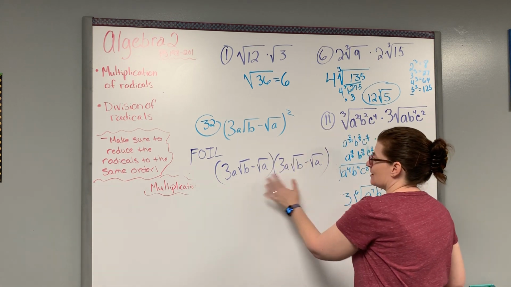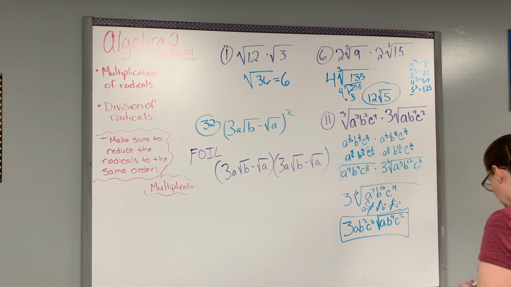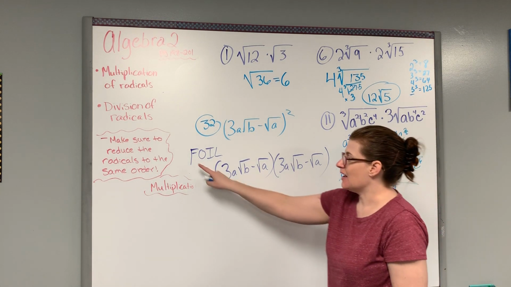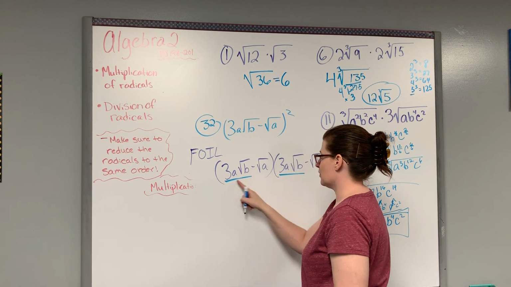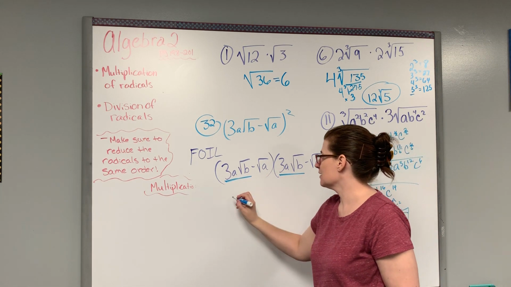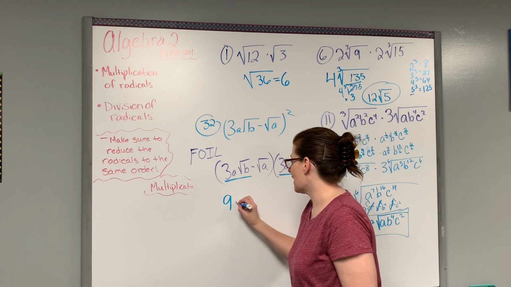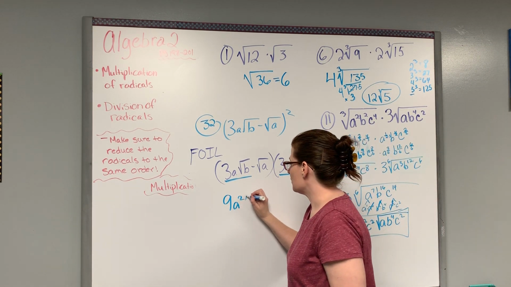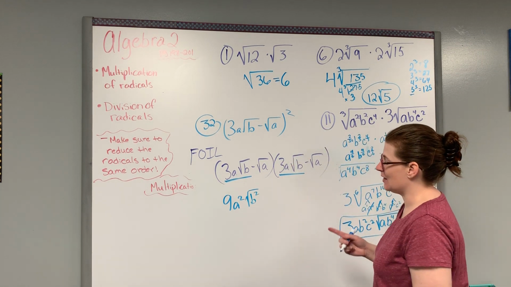Okay, this squared is just saying this times itself, okay? And then when we FOIL, I'll use a different color here so that you can see. The F stands for first, which means I have to multiply the first one and the first one. On the outside, I have 3 times 3, which makes 9, A times A, which makes A squared. Then I have radical B times radical B, which makes radical B squared. And we will be able to simplify that, but we're not going to yet.